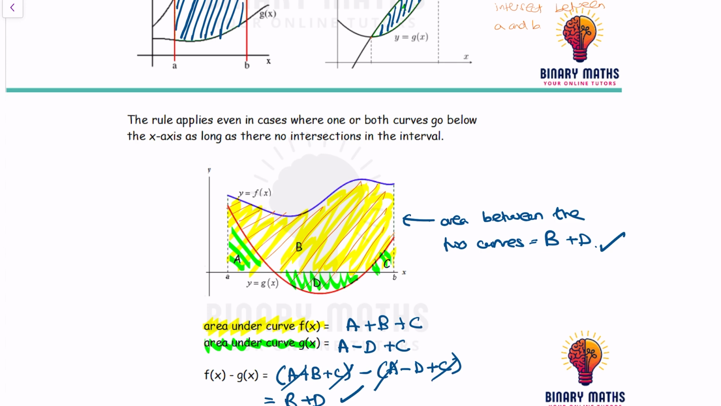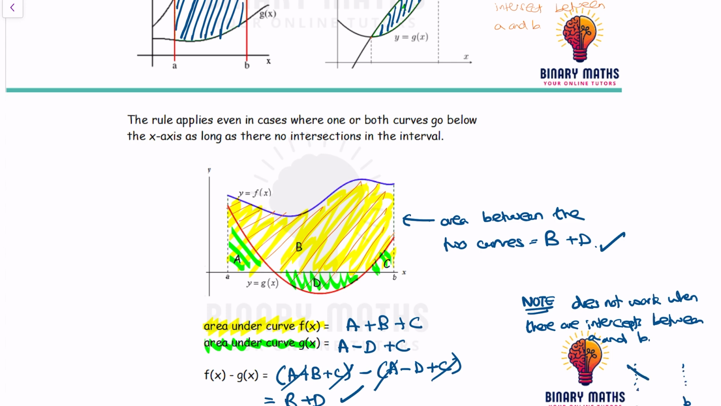So if you have a situation like this, note, it does not work when there are intercepts between a and b, where the two functions intersect. So if I had something like this where we're integrating between a and b, but in between those two points your curve and your line are intersecting, then straight away you can't use this formula.